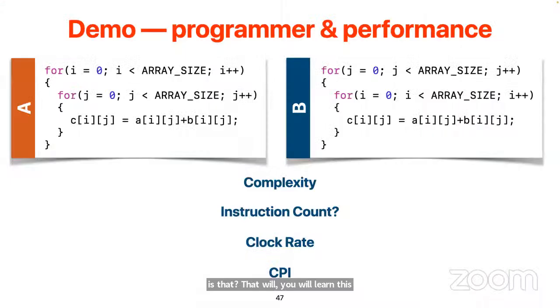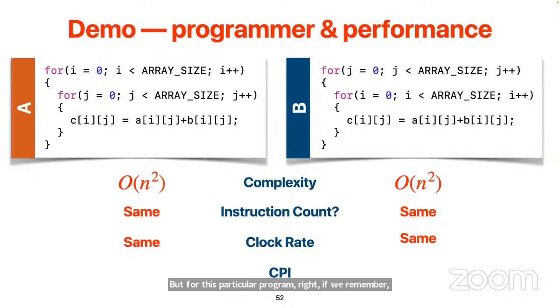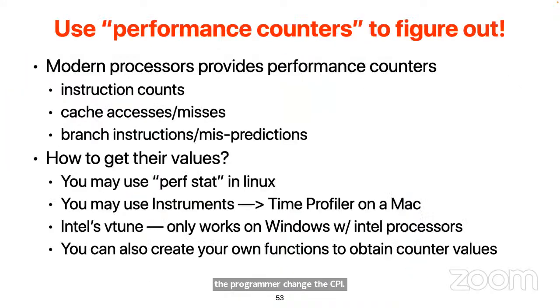But why is that? You will learn this later in the quarter. But for this particular program, if we check everything, this is evidence that the programmer changed the CPI. And from this demo, I show you there's a tool called perf stat in Linux that allows you to do this kind of performance profiling. If you have a Mac, there is a tool called Instruments, and you can use the time profiler on a Mac as well.